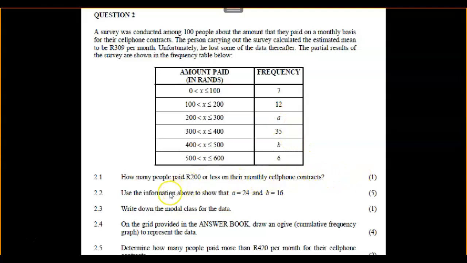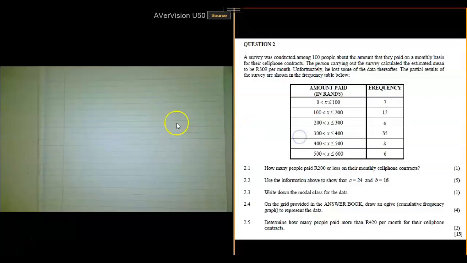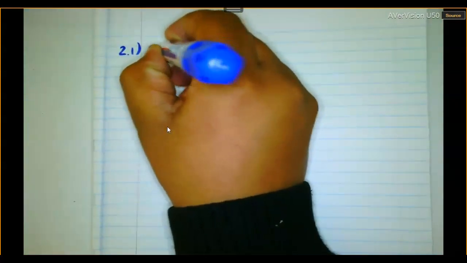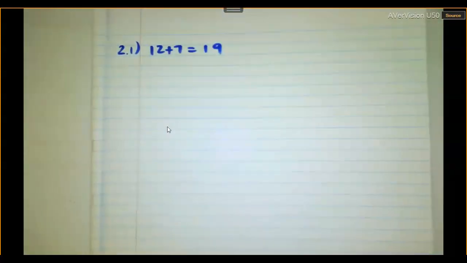Let's have a look at 2.2, which is a bit more complex. Use the information above to show that A is equal to 24 and B is equal to 16. Keep in mind that the sum of all these values should give us 100, because they conducted a survey among 100 people. Let's see how we simplify that. We have done 2.1, which was 12 plus 7, that was 19.